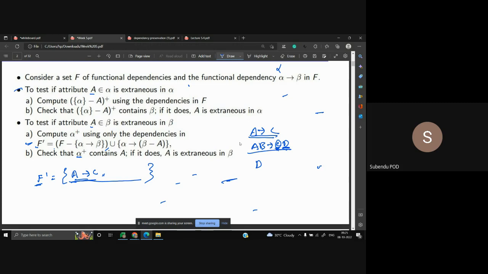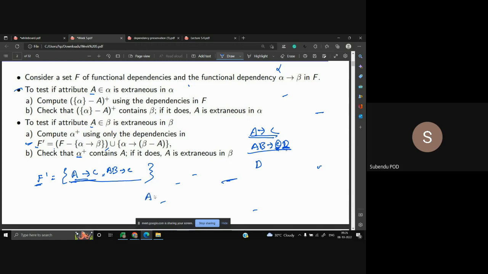First you have to write A determines C. Then you have to write AB determines C. Omit the D part. What about if we want to find whether D is an extraneous attribute or not? Do not write it in the F dash.